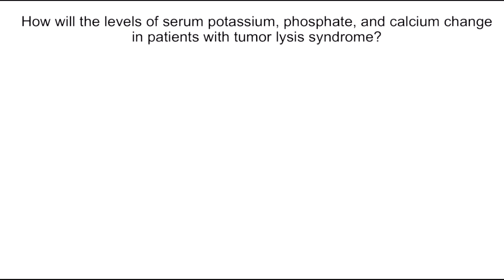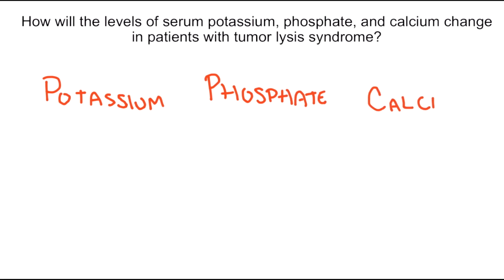Let's do a quick question to apply what you've learned so far. How will the levels of serum potassium, phosphate, and calcium change in patients with tumor lysis syndrome? So basically, this is just a review to think, okay, serum potassium increases, serum phosphate increases, and as a result of the phosphate increasing, free calcium will actually decrease.